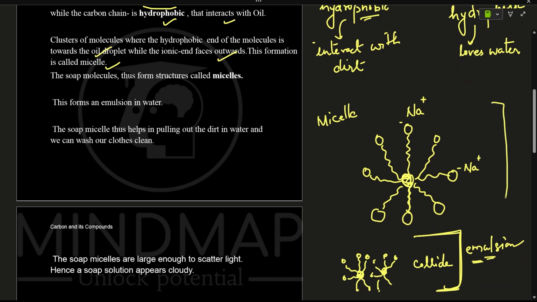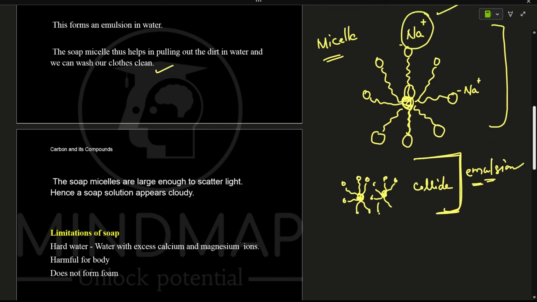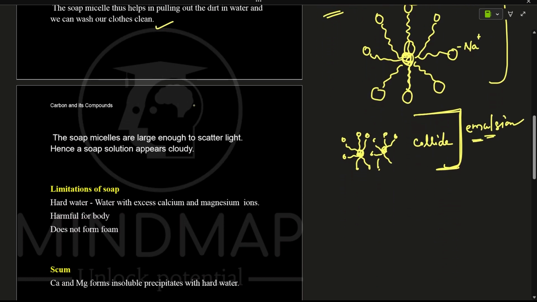See, here, the ionic end is towards the outside, whereas the long chain, the hydrophobic end, is towards the dirt. And what is this structure called? Micelles. The soap micelles thus help in pulling out the dirt in water and we can wash our clothes clean. The soap micelles are large enough to scatter light. That's why the soap solution appears cloudy.